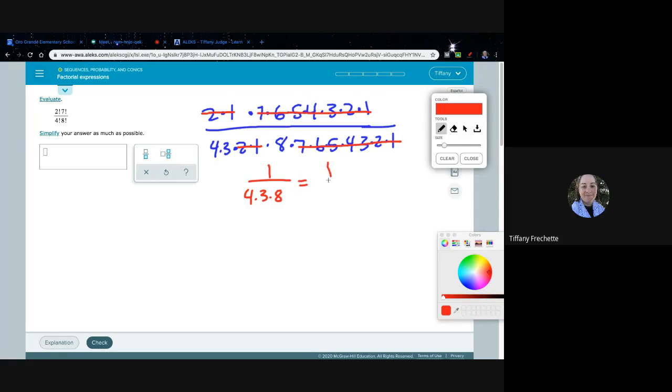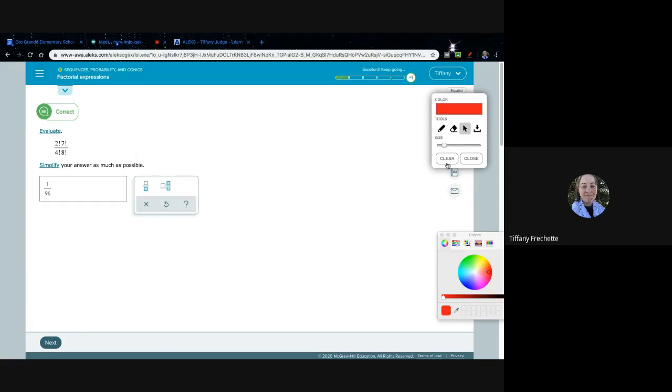So now we just want to work this out. So let's see, we get 12. And then we bring down this 8, and we have 12 times 8. So we get 96. So we have 1 over 96. So let's see what we get. 1 over 96 back. All right, that was it.